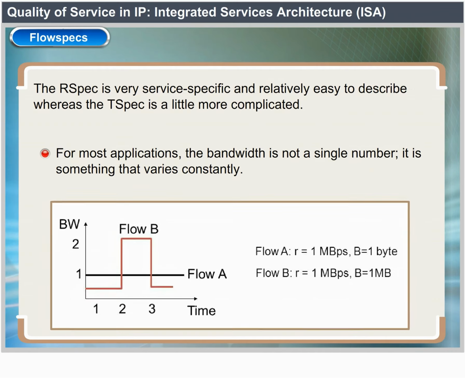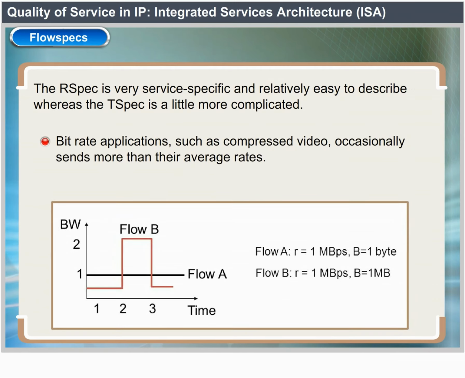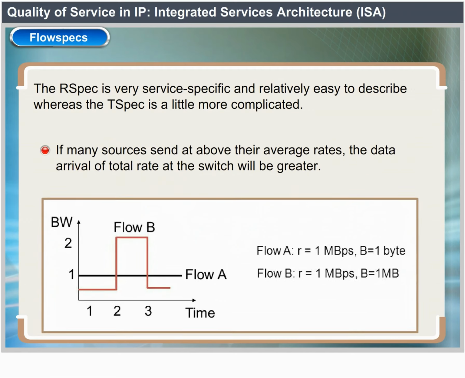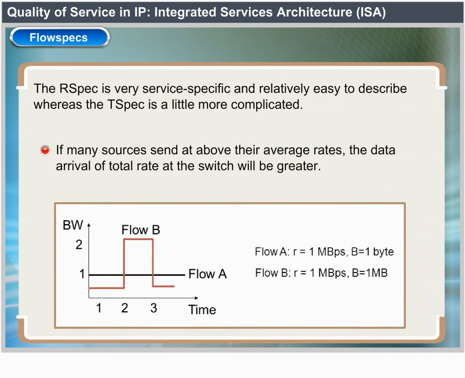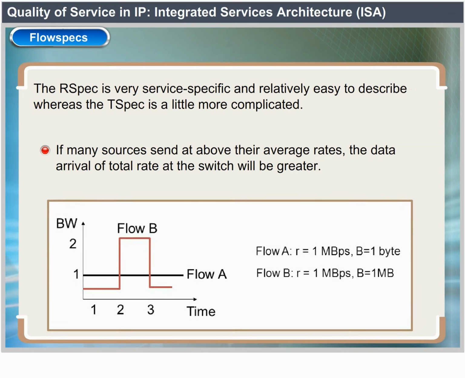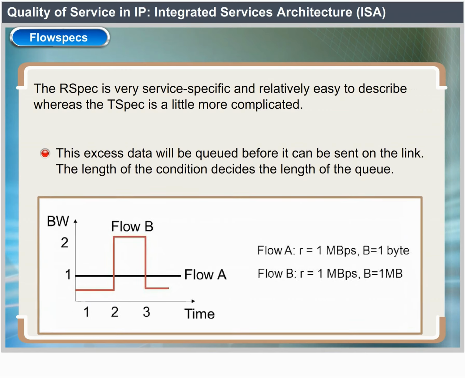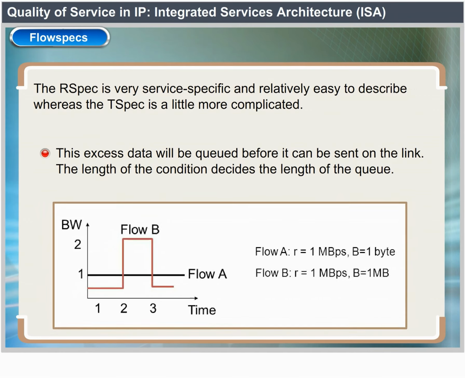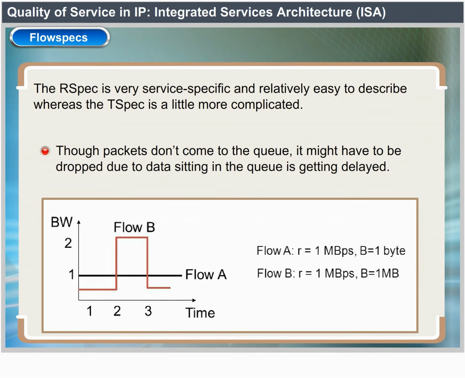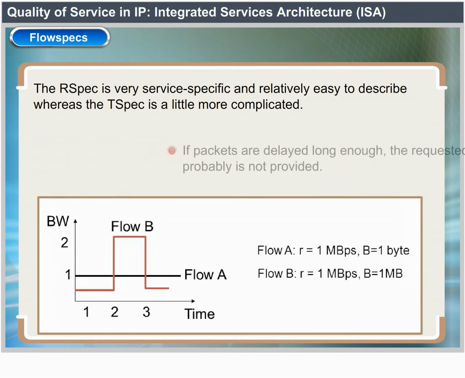Variable bit rate applications, such as compressed video, occasionally send more than their average rates. If many sources send at above their average rates, then the total rate at which data arrives at the switch will be greater. This excess data will be queued before it can be sent on the link. The longer this condition persists, the longer the queue will get. Packets might have to be dropped, and even if it doesn't come to that, data sitting in the queue is being delayed. If packets are delayed long enough, the service that was requested will not be provided.